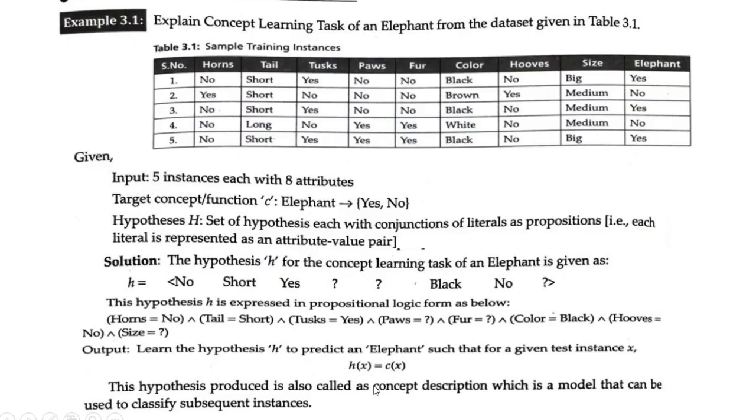So this is our predicted hypothesis. Small h of x is the predicted hypothesis. C of x is the ideal hypothesis. Our goal is that both h of x and c of x should be the same. So the hypothesis produced is called the concept description, which is a model that can be used to classify subsequent instances. So basically the goal or the output of our concept learning task is that the ideal hypothesis c of x should be the same as the predicted hypothesis h of x. Okay, so this is all about the concept learning task of an elephant.